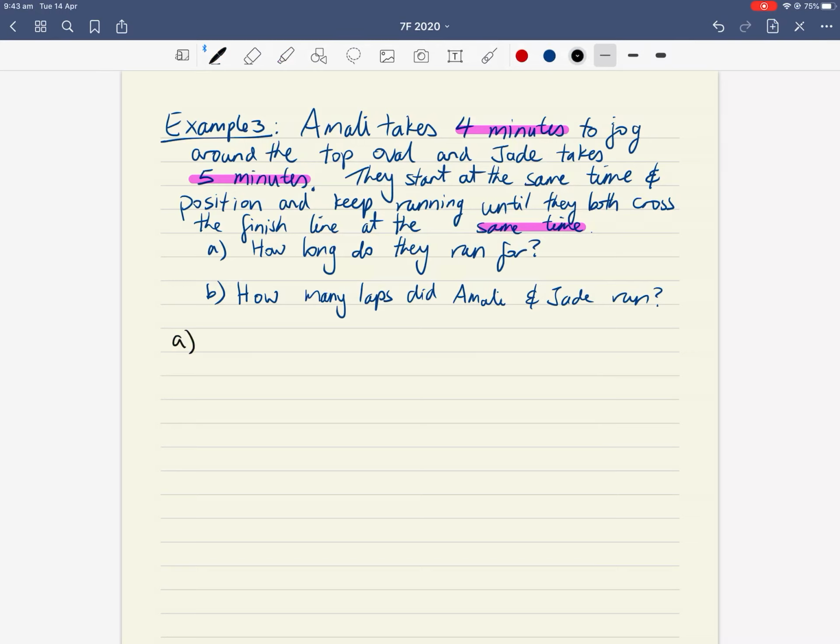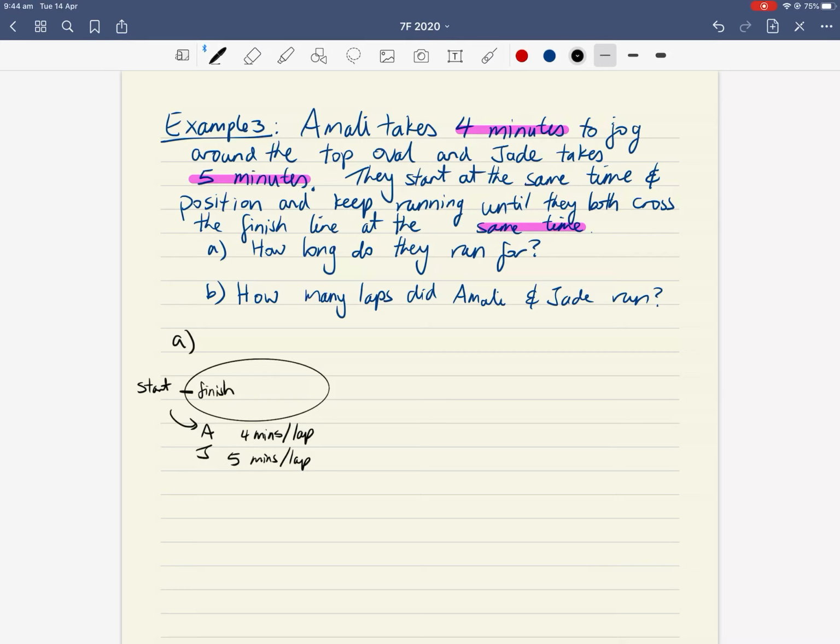Alright, so part A. Looking at the top oval, we have a starting position, and let's say they go counterclockwise. It doesn't matter with the direction. So A runs for 4 minutes per lap, and J runs for 5 minutes per lap. And so they keep going round and round this oval until they both finish up at the same time.